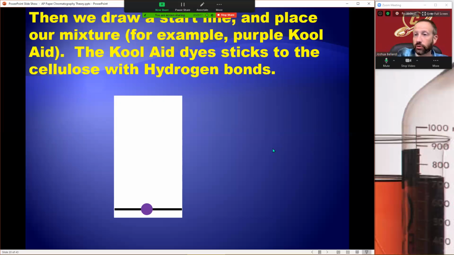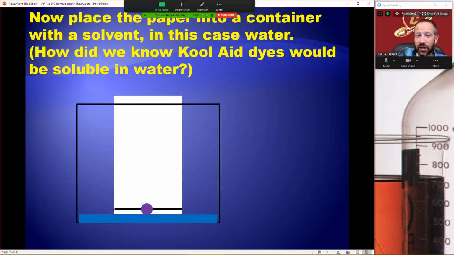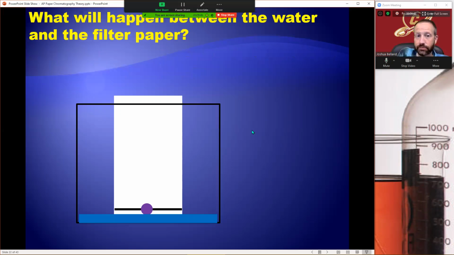Do I know if it will stick to water? Well, what do we mix up Kool-Aid with? I mean, this is why we're picking these sorts of things. So I stick my Kool-Aid to the paper, and then I lower my paper into the water, not all the way up to the dot, just barely where the paper touches the water. I don't want to wash the dot away. If the dot went below the water level, it would wash the Kool-Aid away, and I wouldn't be able to do chromatography with it.